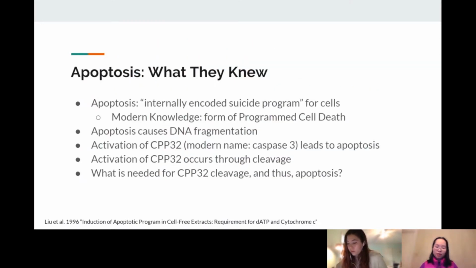So apoptosis. This is what the authors and the scientific community knew when the paper was being written. They knew that apoptosis was some kind of internally encoded suicide program for cells. And in our modern knowledge today, we know that apoptosis is a form of programmed cell death. So this is a way for cells to control which cells die and which cells live. And it may sound pretty awful. Why would cells want to die? But apoptosis is actually extremely important for many different processes.